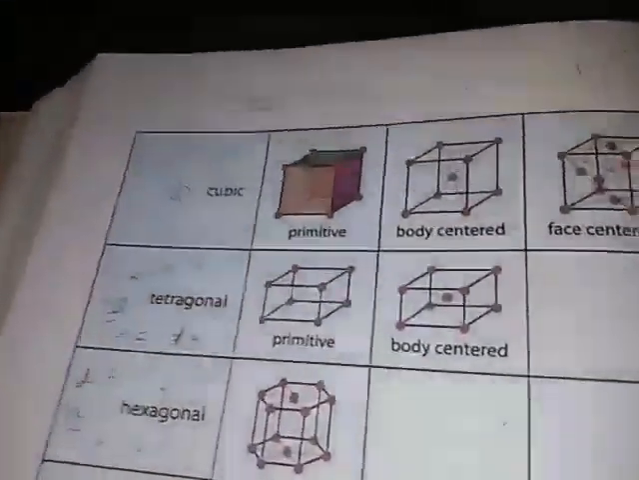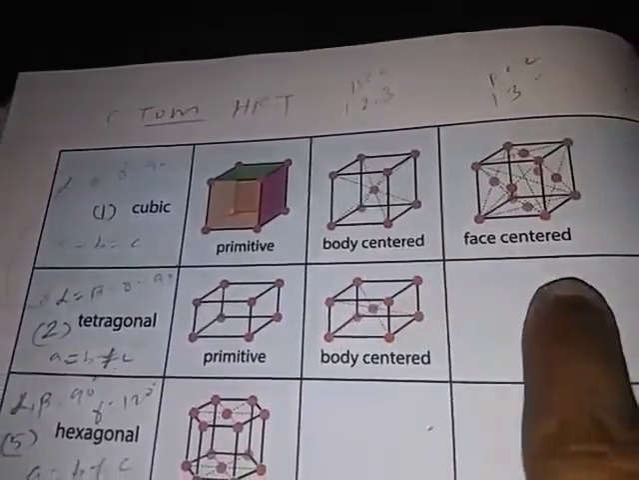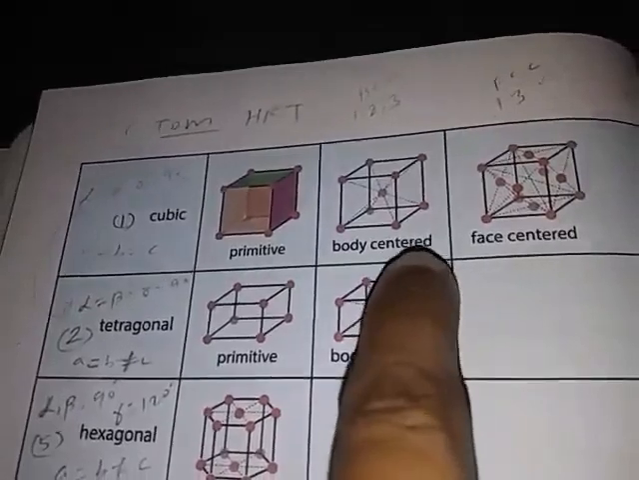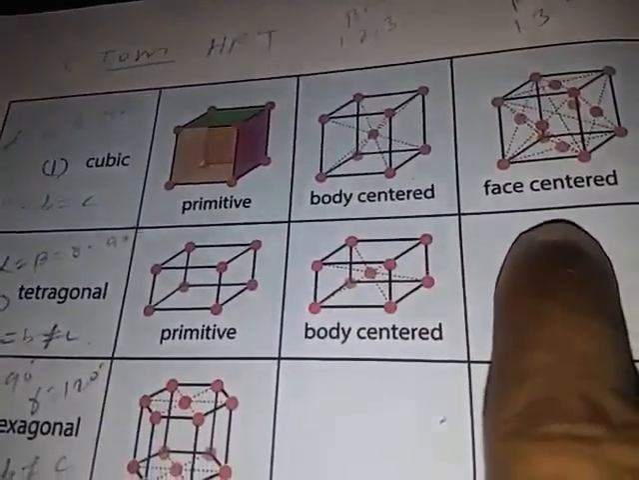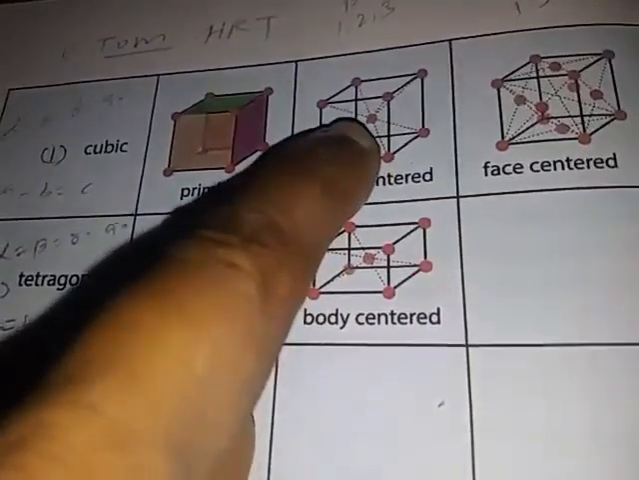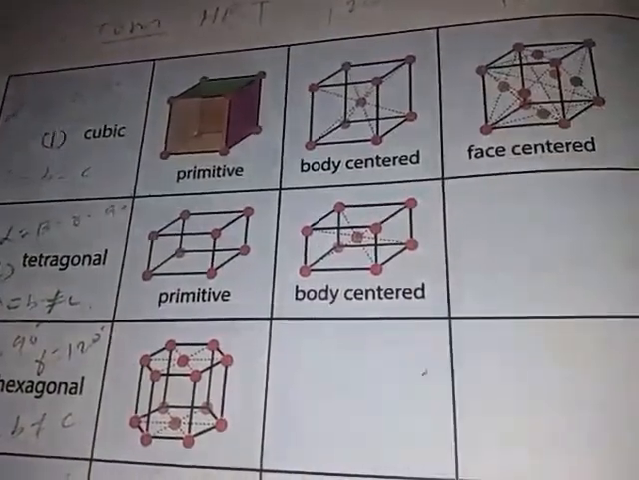And in the cubic unit cell we also have body centered and face centered unit cells. These body centered and face centered unit cells are non-primitive unit cells, since they contain an atom at the body center and here at the faces.